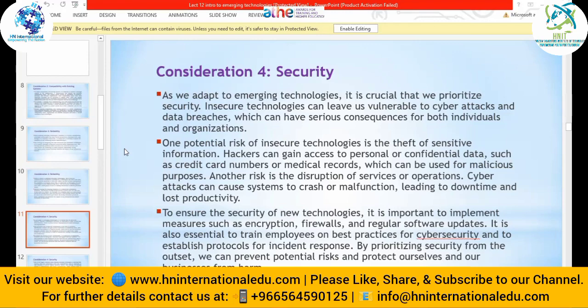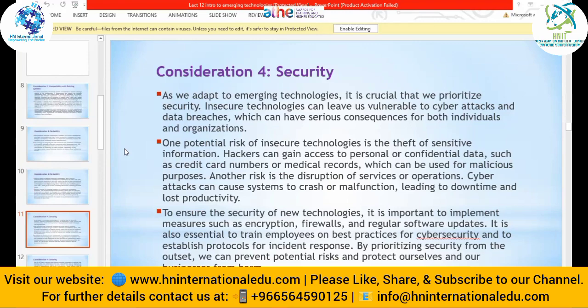Another risk is the disruption of services or operations. Cyber attacks can cause systems to crash or malfunction, leading to downtime and lost productivity. Now, security is important so that no one can hack our data, no one can take our data or steal something, or crash our websites to stop our productivity. For example, if we work on an online shopping site, they can crash our website, so no one can order anything. No one could place an order. That will be our lost productivity.